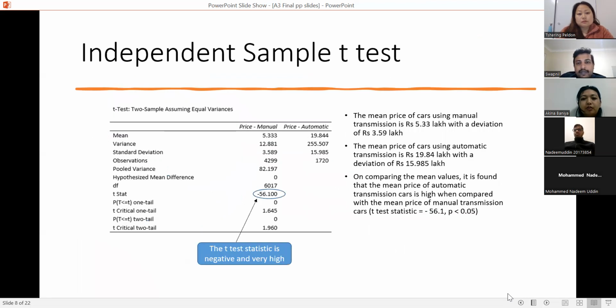Now I'm going to talk about the independent sample t-test. As you can see, here is a table in which the mean price of the car using manual transmission is Rs 5.33 lakh with a deviation of 3.79 lakh. The mean price of the car using automatic transmission is Rs 19.84 lakh with a deviation of Rs 15.985 lakh. On comparing the mean values, it is found that the mean price of automatic transmission cars is high when compared with the mean price of manual transmission cars.